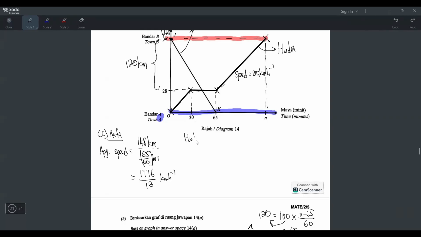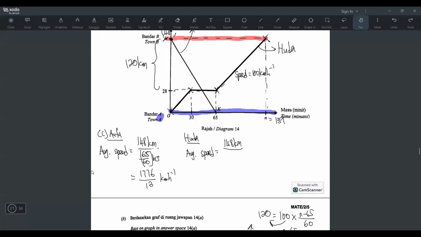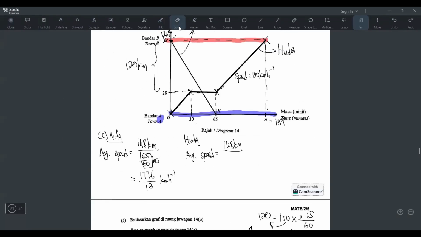Now for Huda, do the same thing, find the average speed, because they ask for it, and then later we find the difference. The total distance is also 148 kilometers, because she traveled 28 here, here no distance, and here traveled 120. So 120 plus 28 is 148. The total time taken is 137 minutes. You did it just now already, right? So this one has to be divided by 137 minutes, and again you have to convert to hour by dividing by 60.